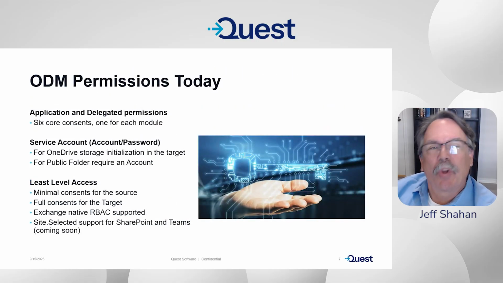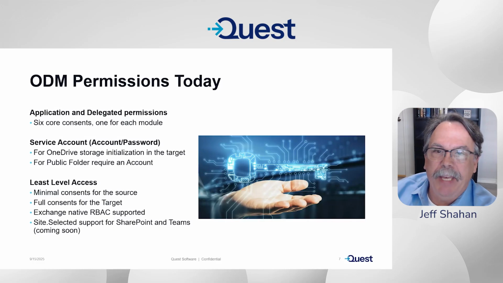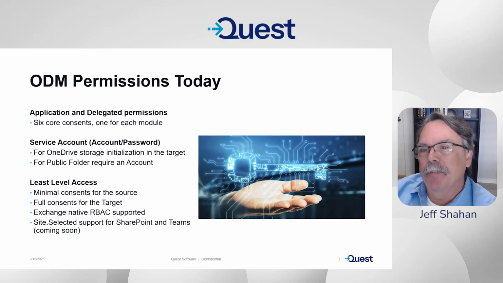Today, we have 6 core application consents, one for each core module. There are a few additional modules that are now available that require their own standalone consent. For a service account and password, we need it for 2 functions now. One of them is to initialize the storage for OneDrive. The issue being that for OneDrive storage, the only way to do it is via remote PowerShell. There isn't an application API way to do that. Public folders require an account because that's the visibility we have by way of MAPI into those public folders.